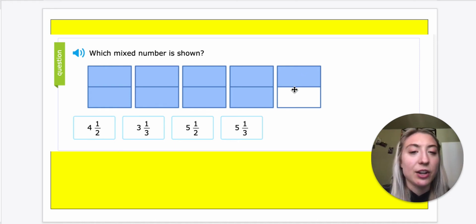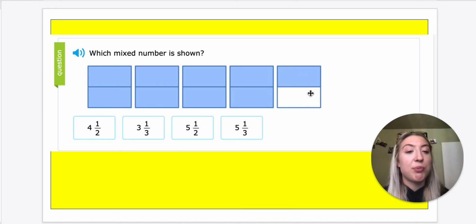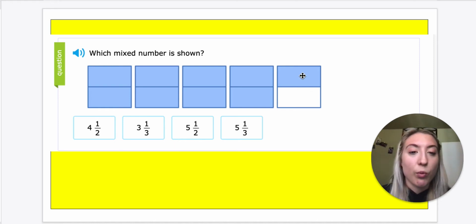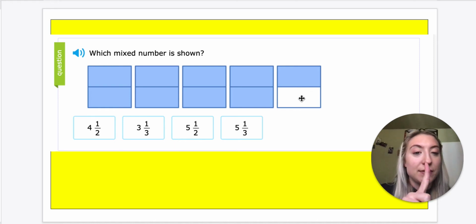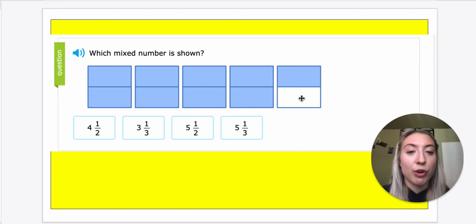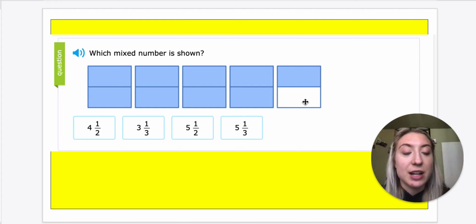Now we look down here. This square is broken up into 2 equal parts. 1, 2. And only 1 part is filled in. So just like our numerator and our denominator, the bottom number shows how many equal parts there are. There's 1, 2. 2 equal parts. And how many parts are shaded in? 1 out of the 2 equal parts. So it'd be 4 and a half. So it shows 1 part shaded in out of a total 2 equal parts.